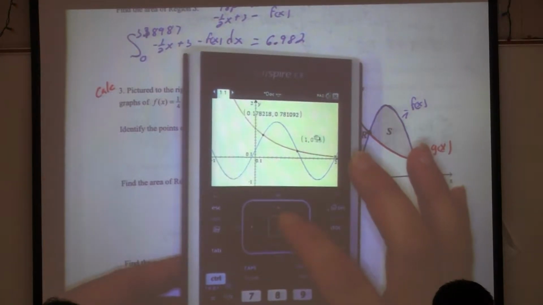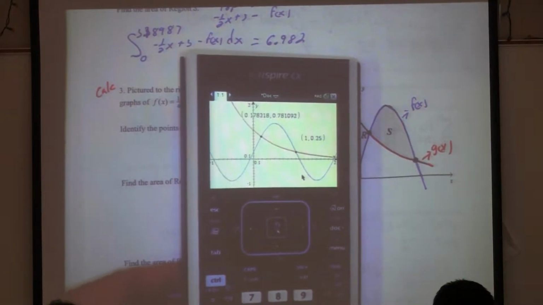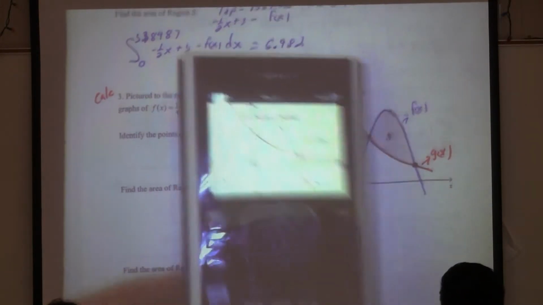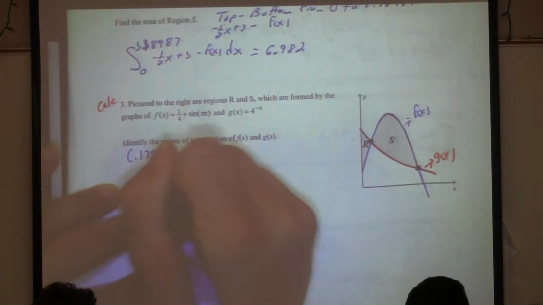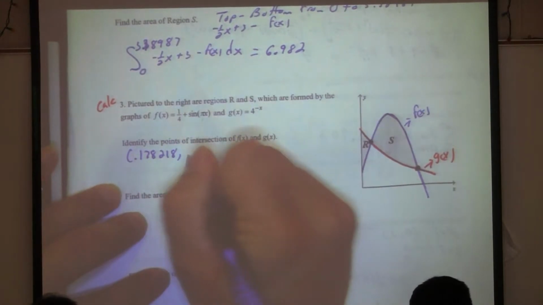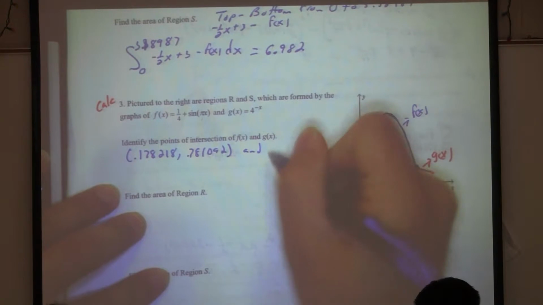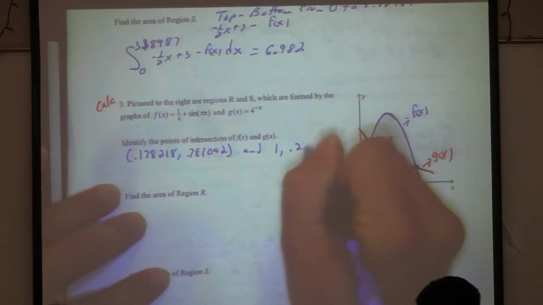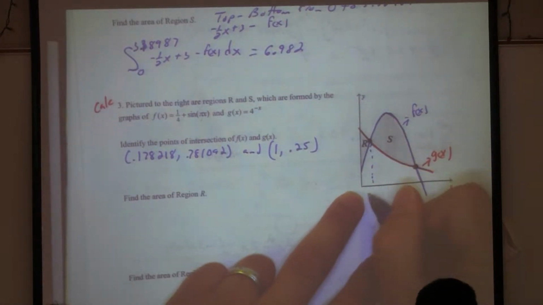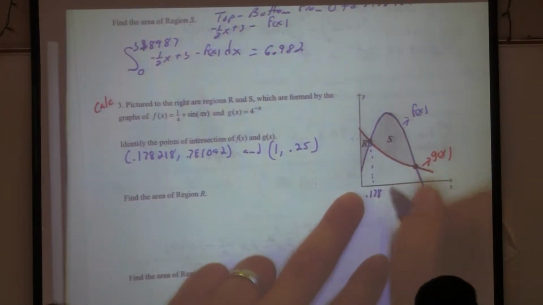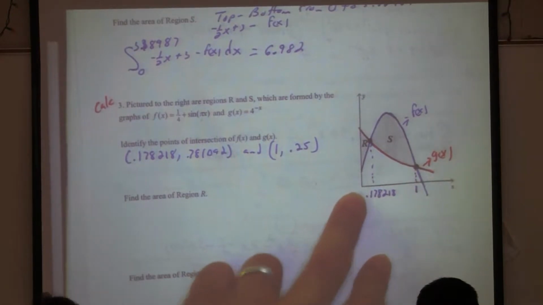Grab it and move it to the side so you can see better. But yes, 1 and 0.25. So let's write down those points because we're asking for them, right? The first one is 0.178218, comma, 0.781092. And the second one is 1 and 0.25. This one right here is the 0.178218. And this one right here is 1.